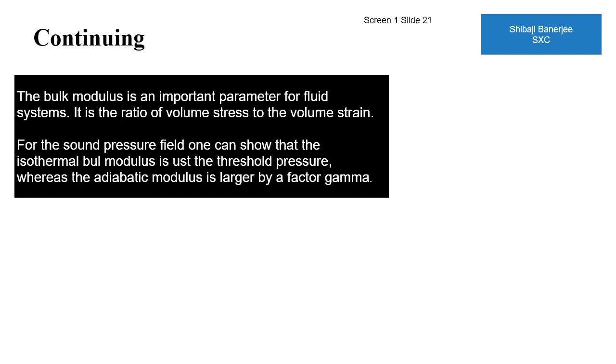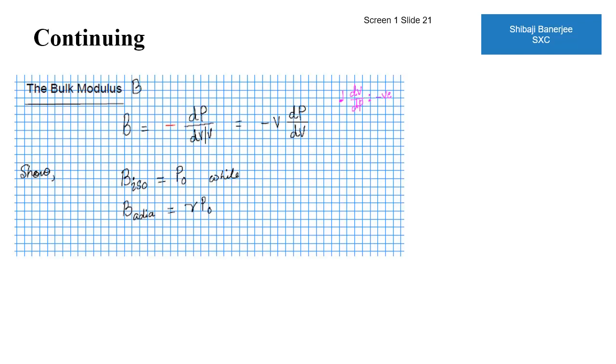The bulk modulus is an important parameter for fluid systems. It is the ratio of volume stress, dP, to the fractional change in volume, dV by V, also called the volume strain. The negative sign ensures that the parameter is positive when pressure increases over the system, leading to a negative volume strain. For the sound pressure field, one can show that the isothermal bulk modulus is just the threshold pressure, whereas the adiabatic modulus is larger by a factor gamma.